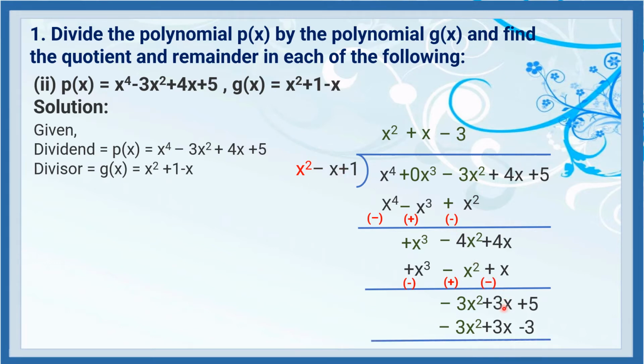Okay. Now when we subtract, we change the sign. So the first 2 will get cancelled, isn't it? Plus 3x square minus 3x square, plus 3x minus 3x. Then 5 plus 3 is 8. So what is the remainder? 8. Quotient is x square plus x minus 3.